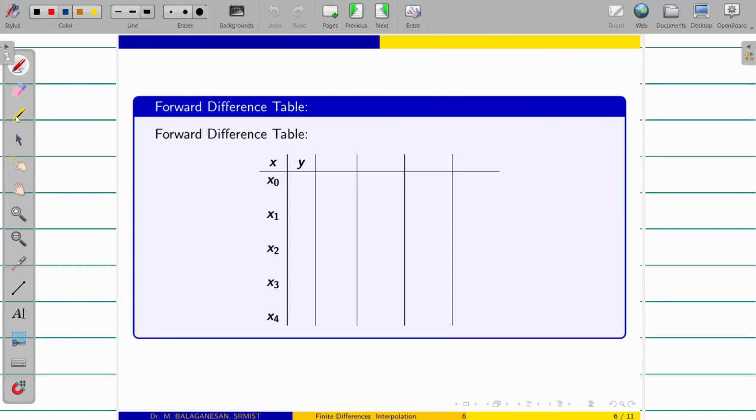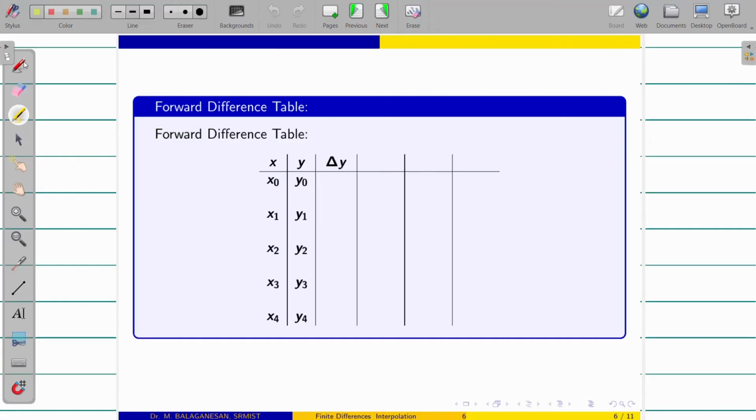Actually, here I have given a forward difference table. No need to bother about that. For backward, we are not going to find a different table. For both, we can take from this table itself. So x values are arguments, y values are entries. Now I have to find del y.